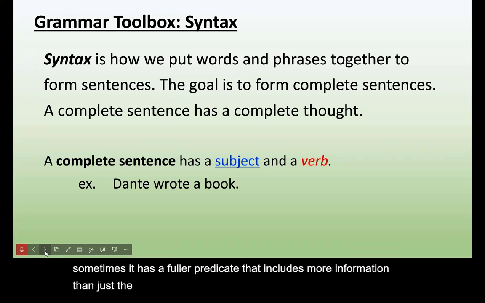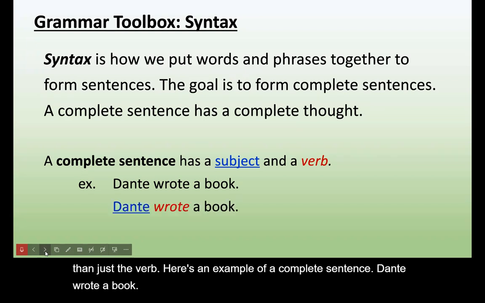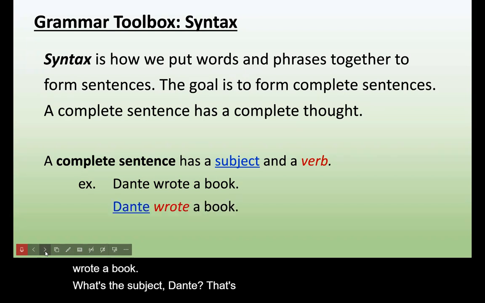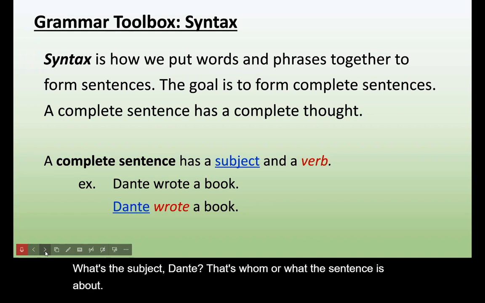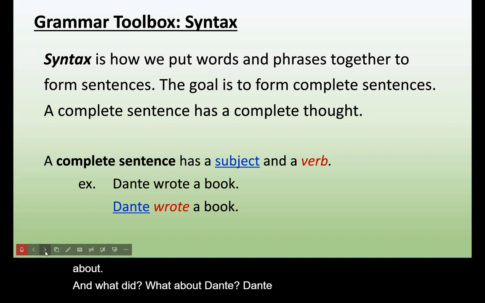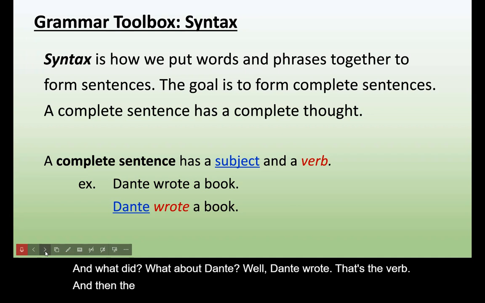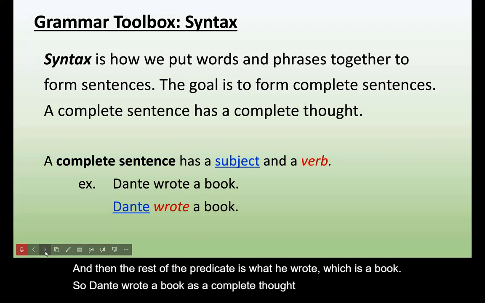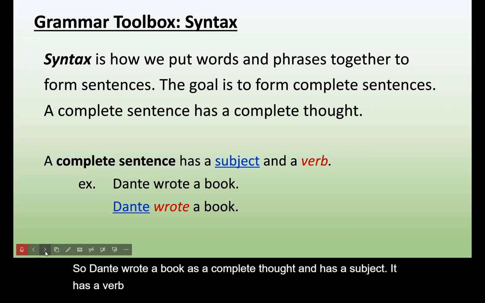Here's an example of a complete sentence. Dante wrote a book. What's the subject? Dante. That's whom or what the sentence is about. And what about Dante? Well, Dante wrote, that's the verb. And then the rest of the predicate is what he wrote, which is a book. So Dante wrote a book is a complete thought. It has a subject, it has a verb, so it is a complete sentence.